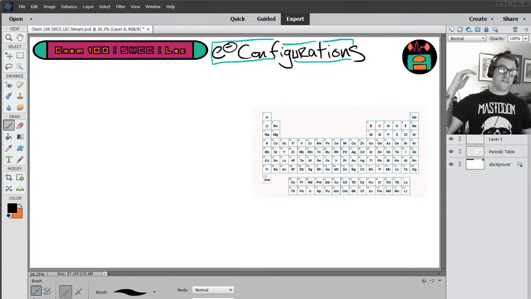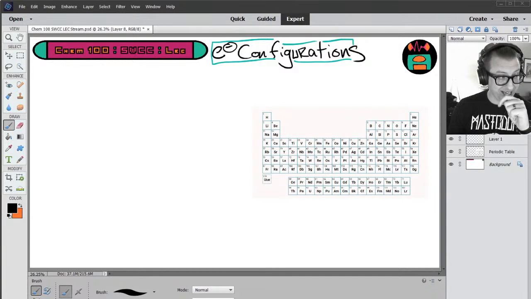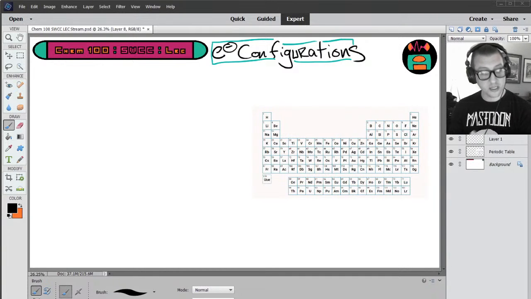So we fill the 4s subshell first because it is lower in energy than the 3d subshell. So whenever you're filling the d orbitals, the energy level will always be 1 below the energy level of the s orbital you just filled.